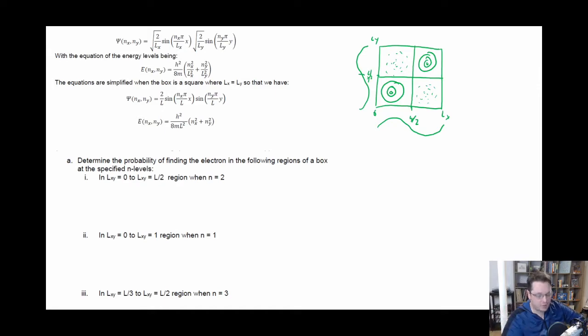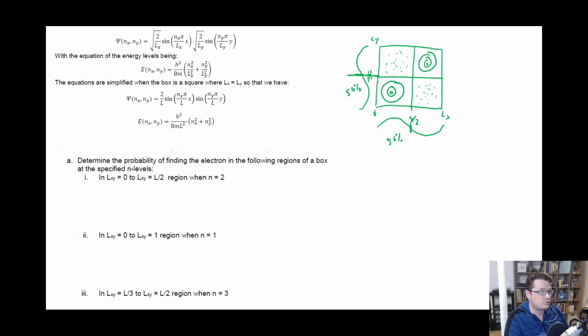So if we're going from 0 to L over 2, and we're at the n equals 2 level, we're at this point right here, this is 50% of the full thing, because the full wave is 100%. When we're at L over 2, we're cutting it directly in half, so we're only going to have 50% of that contribution. Same thing here, we're cutting it in half at the L over 2 region. So there's 50% of the x-axis, 50% of the y-axis.